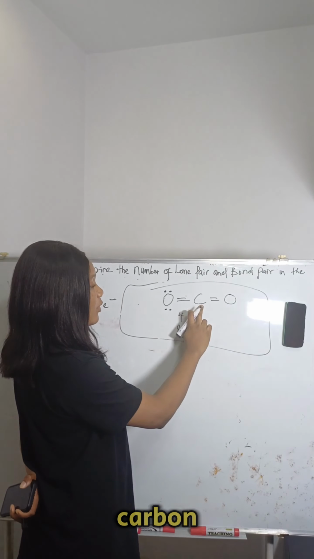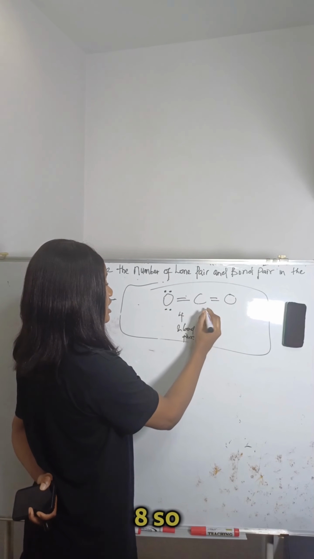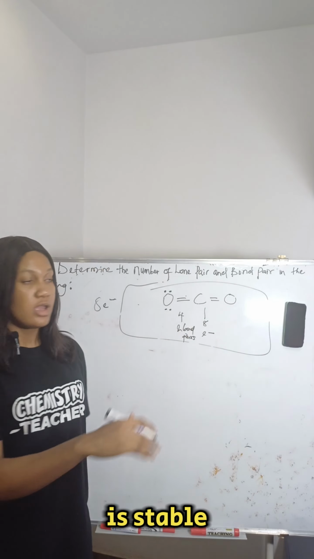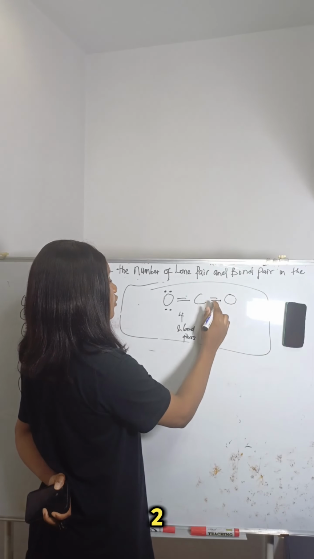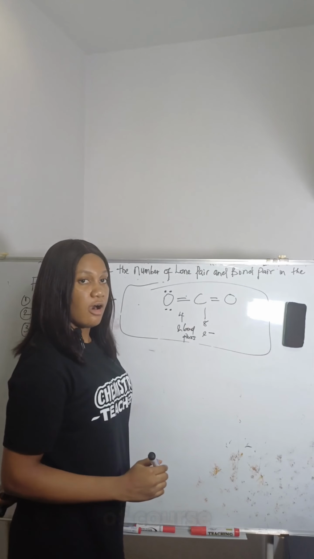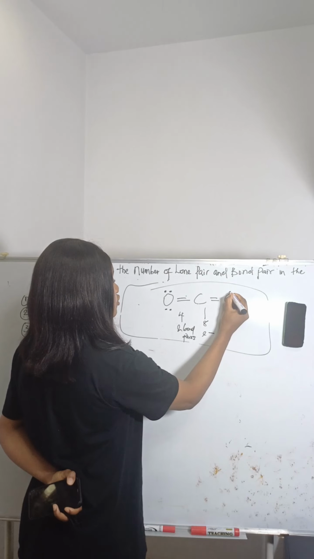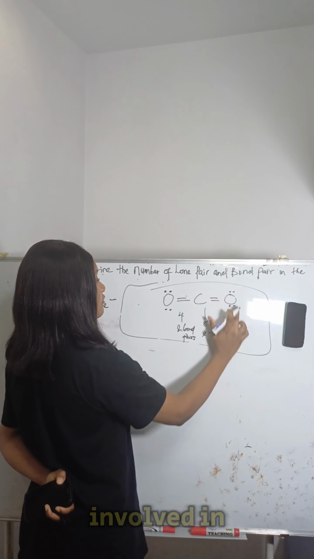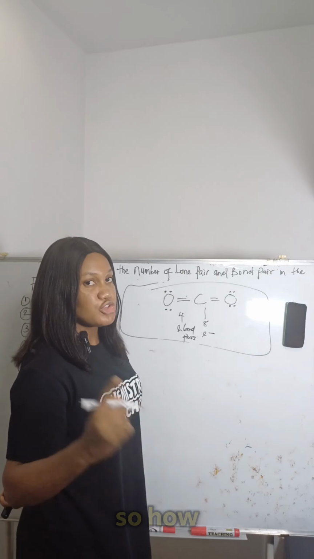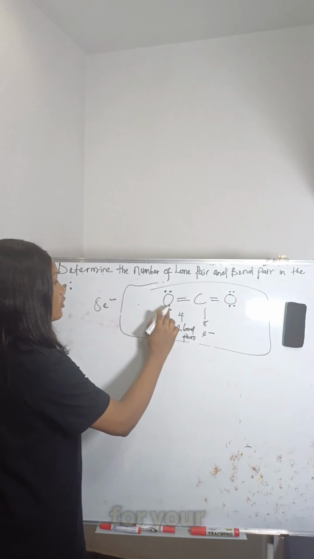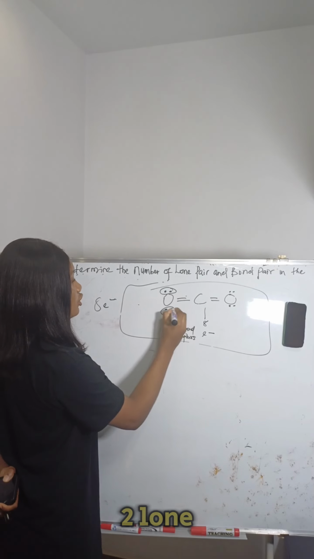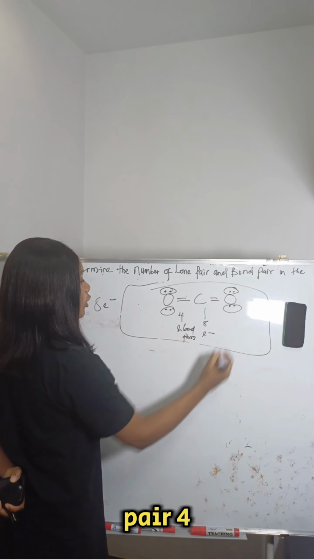Come over here for carbon. This is 2, 4, 6, 8. So carbon here has 8 electrons. It is stable. Now come over here. This is 2, 4. Oxygen, of course, again, would have to fit in the other 2 here, and these 2 are not involved in any bonding. So how you're going to know the lone pair for your CO2 is that we count this. This is 1 lone pair, 2 lone pair, 3 lone pair, 4 lone pair.